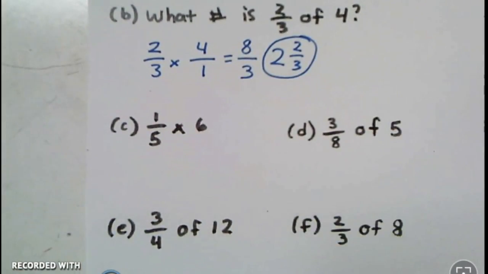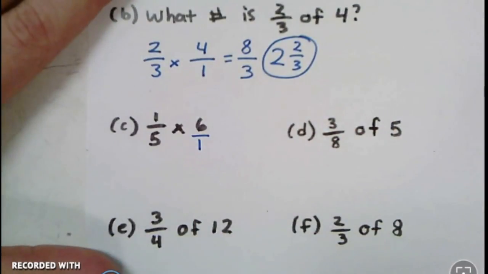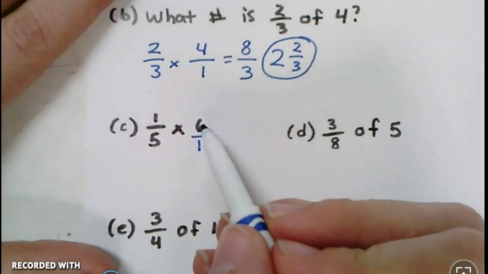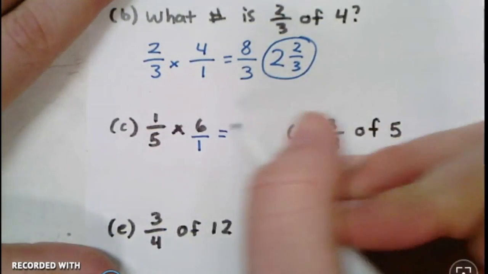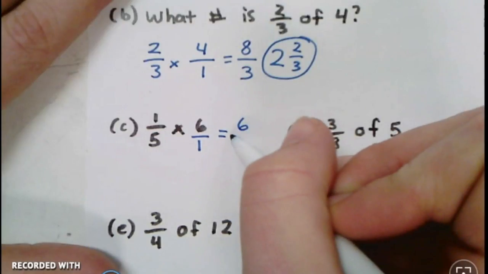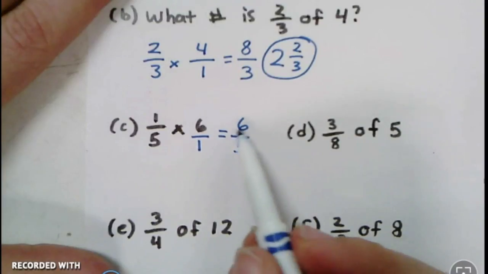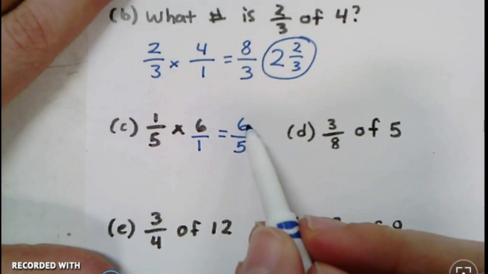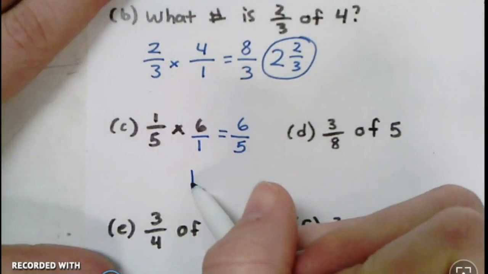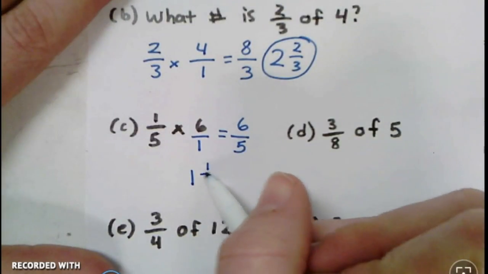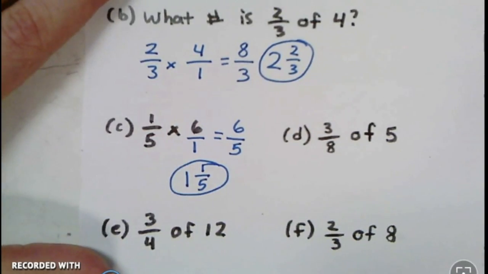All right. 1/5 times 6. I'm going to put the 6 over 1. I'm going to look to see if anything will cross out. Nothing does. I'll multiply across. And now I have an improper fraction, so 5 goes into 6, or 6 divided by 5. 5 goes into 6 one time. I have 1 left over. This is so easy, isn't it?